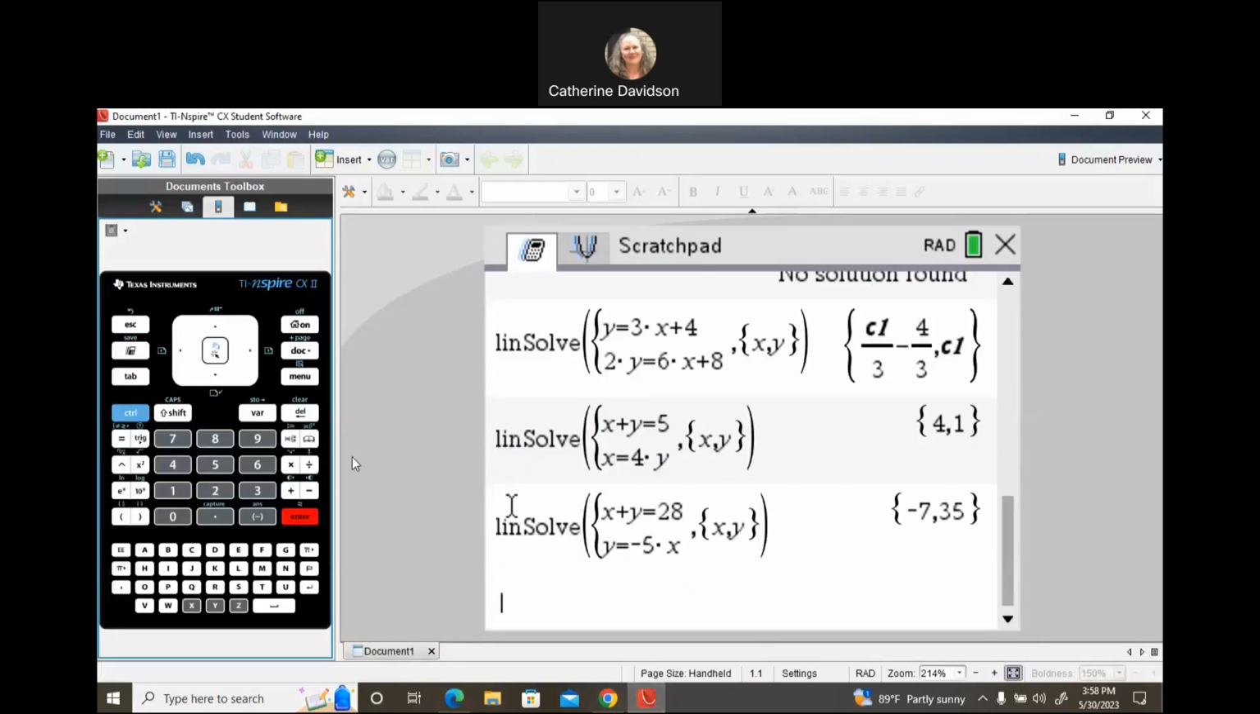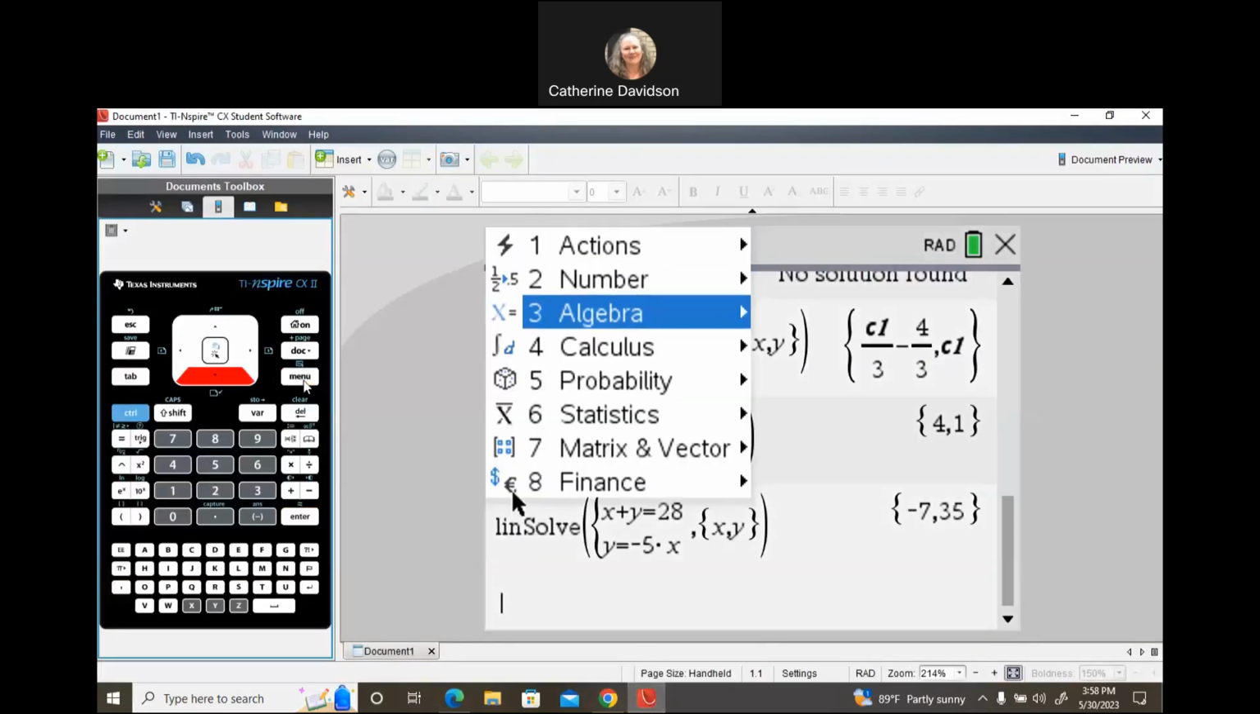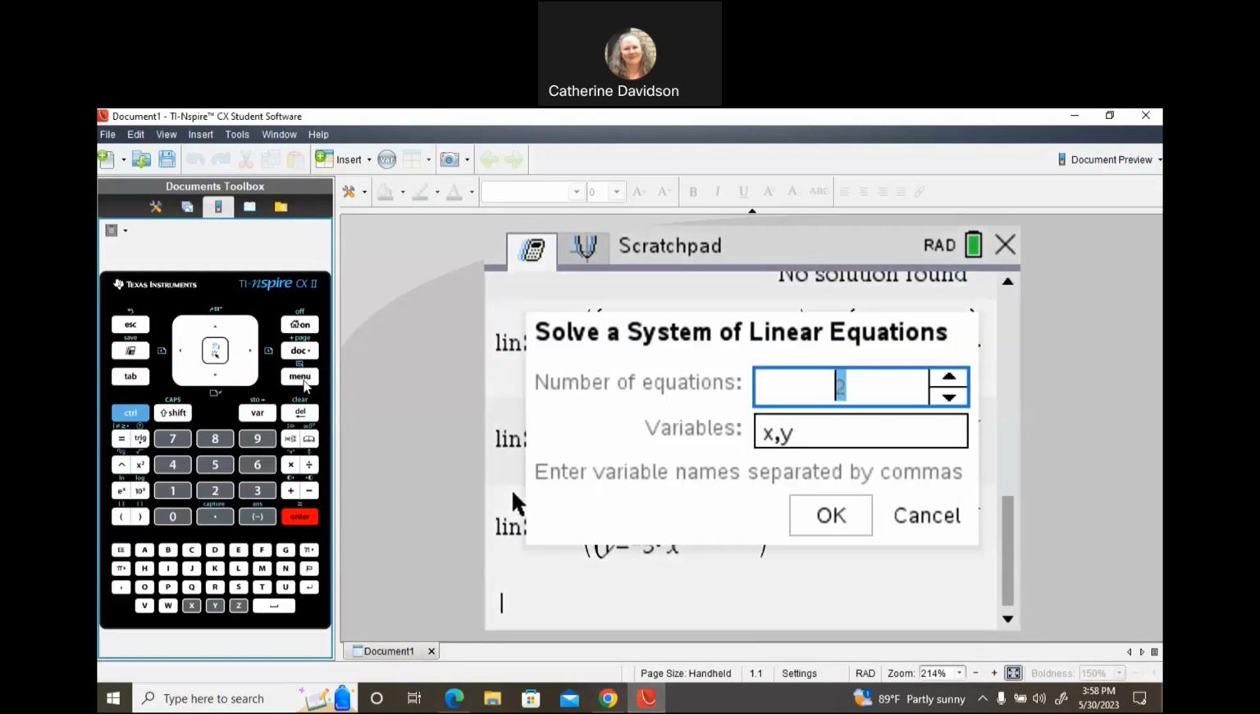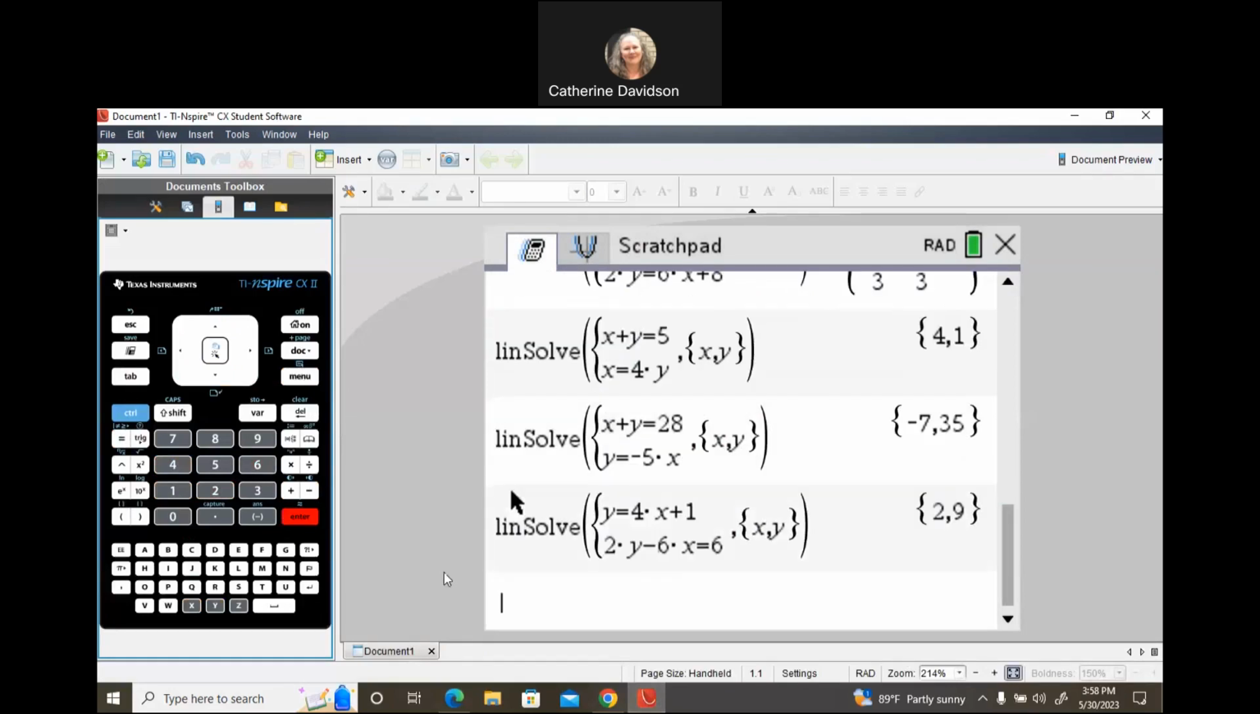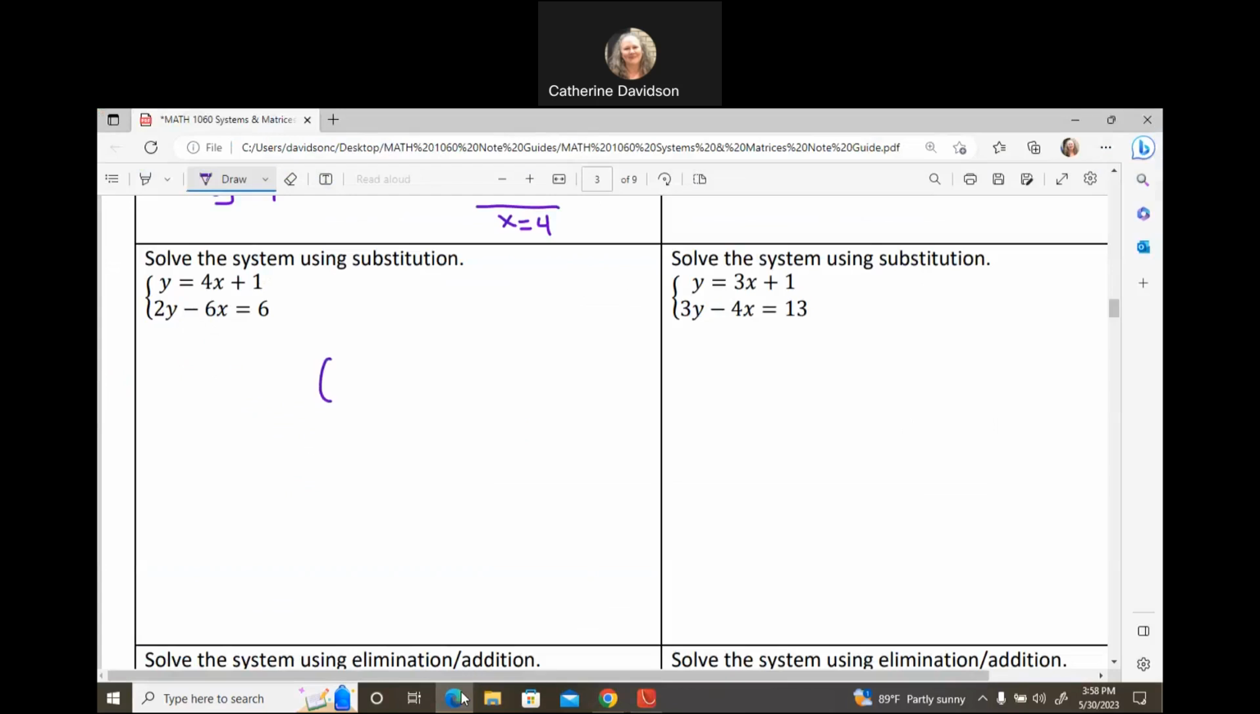Flip over to the calculator. I'm going to put this in. And I'm going to pause for a moment and double check what I put in. I always do that. And I get 2, 9 is the solution to this one.